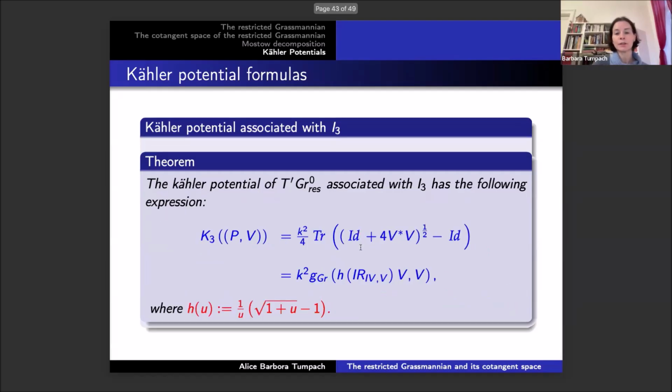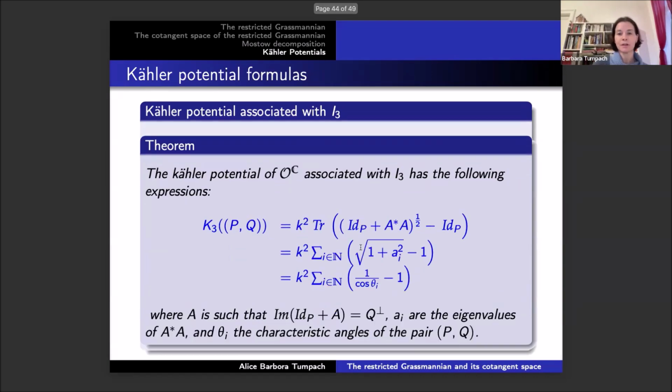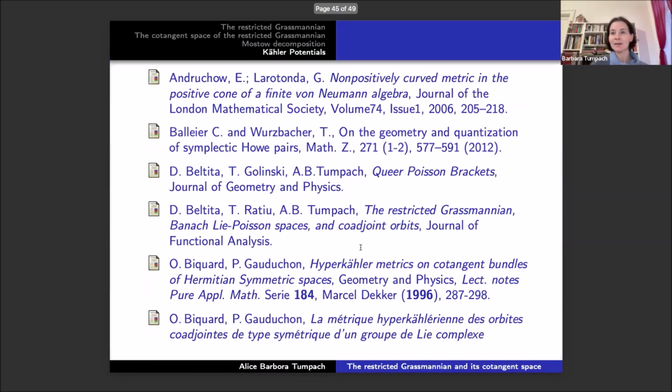And for other complex structures, we have other kinds of potential, where a potential is a function that encodes the corresponding symplectic form. I think I will stop here.